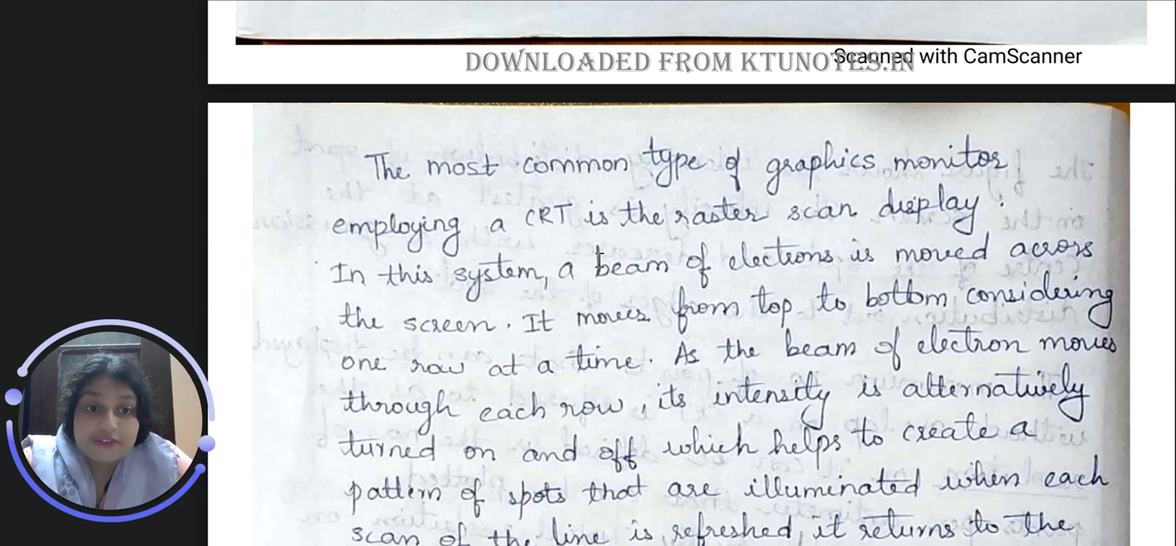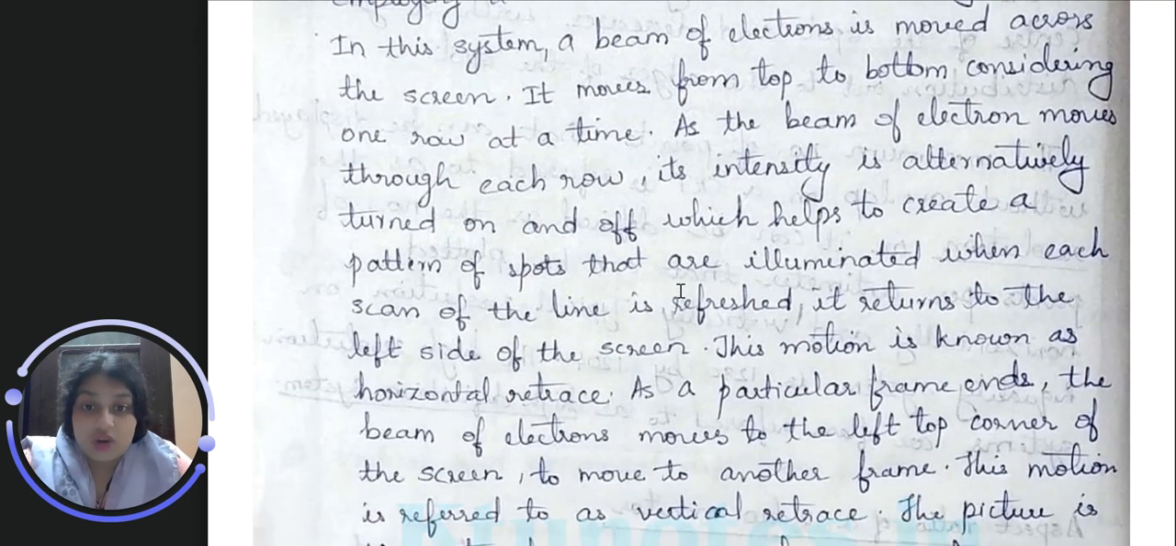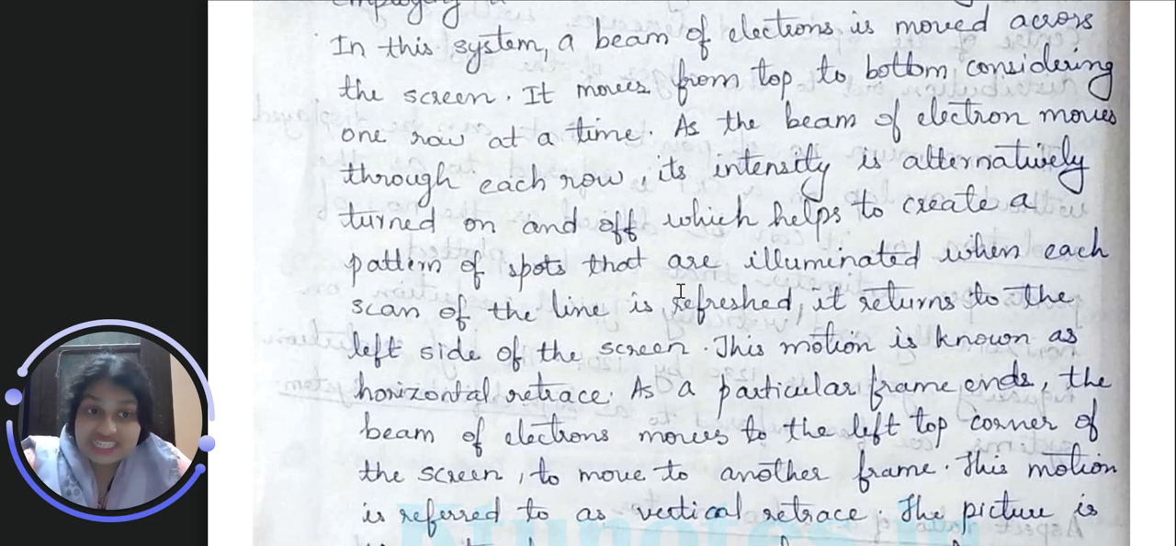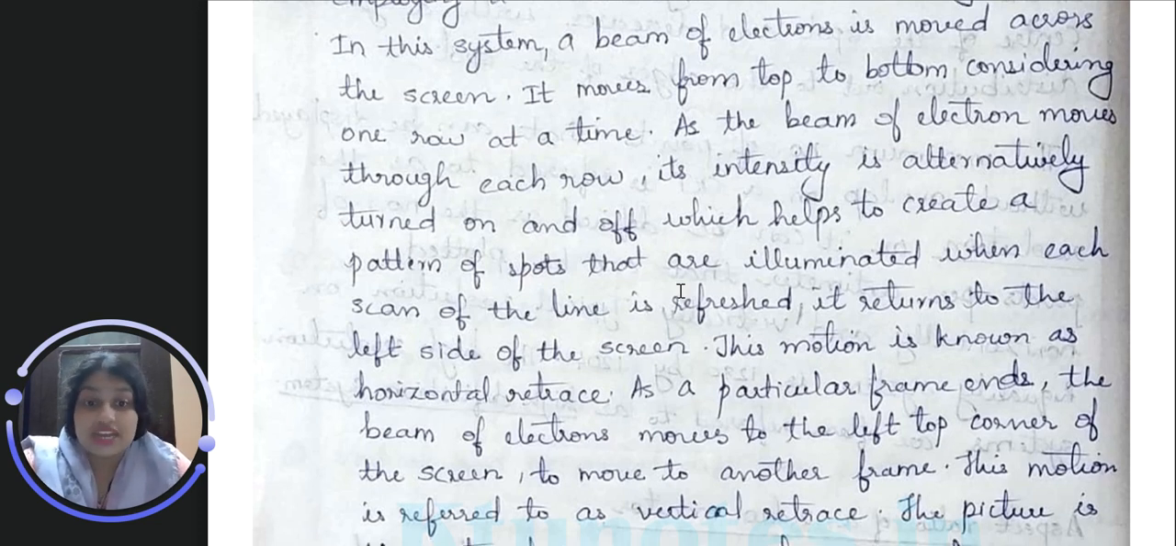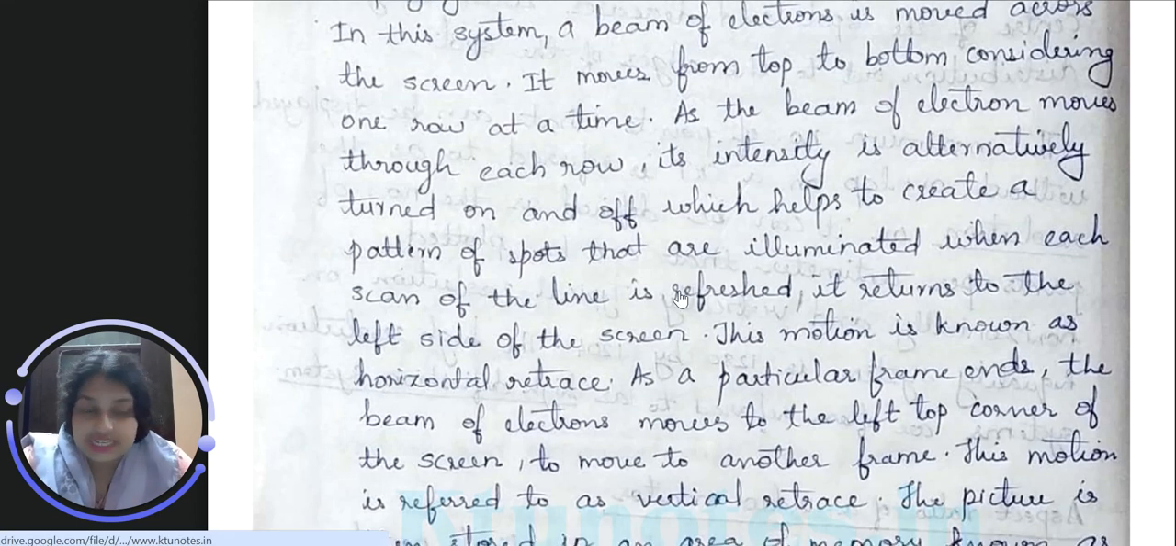The most common type of graphic monitor employing a CRT is a raster scan display. In this system, a beam of electrons is moved across the screen. It moves from top to bottom, considering one row at a time. As the beam moves through each row, its intensity is alternately turned on and off, which helps to create a pattern of illuminated spots.